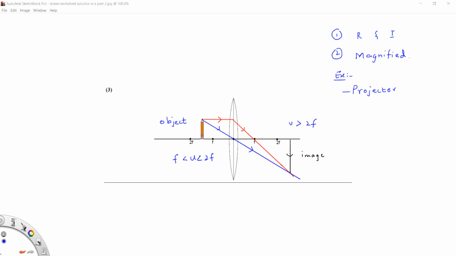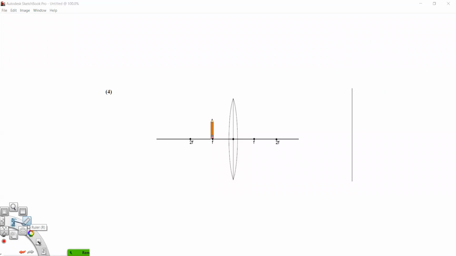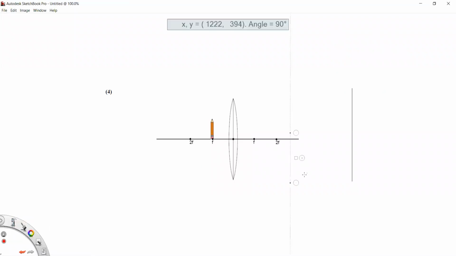Sir, this first characteristic, real and inverted, is it ever different? Yes, just wait for a while. I apologize, because I am very slow in solving this now, since it requires a lot of practice. The other parts in the given worksheet, questions 5, 6, 7, might make all your queries clear when we discuss the diverging lens. It might be a case for virtual and erect, not inverted.